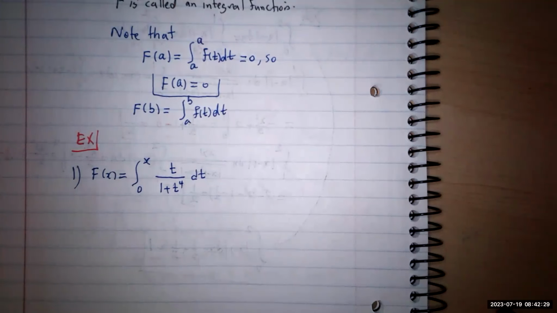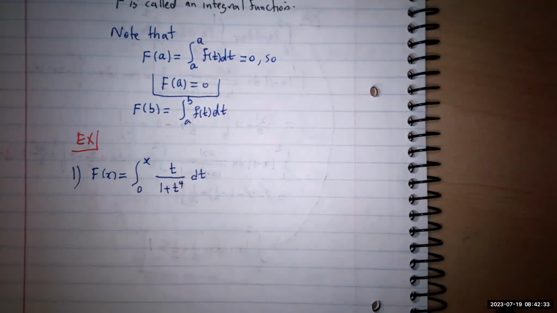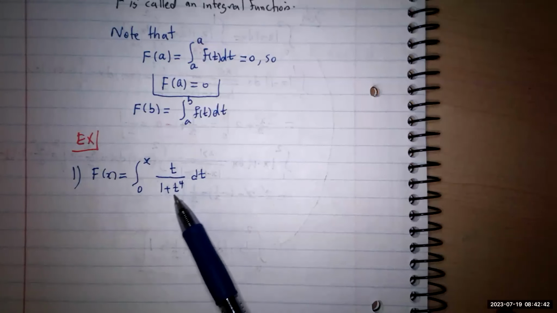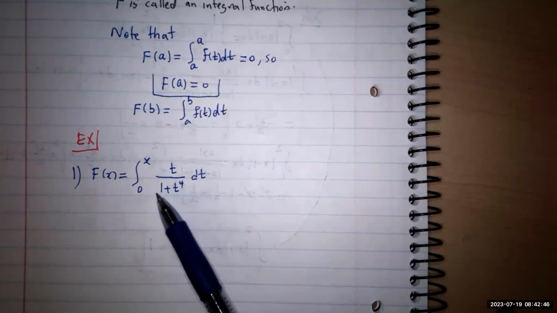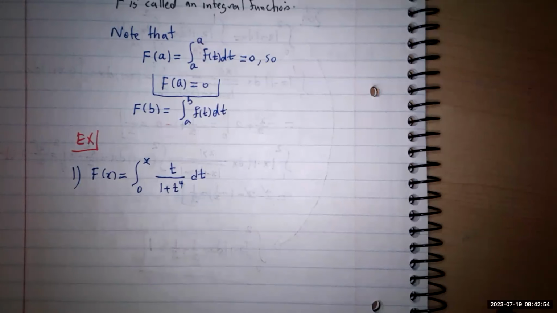Why we call it integral function? Because it's defined by an integral, and this integral is t over 1 plus t to the 4th. You cannot find it. But you know that it does exist because this function is continuous. You know that rational functions are not continuous when the denominator happens to be 0. But this denominator is never 0, so it's guaranteed that this integral always does exist.